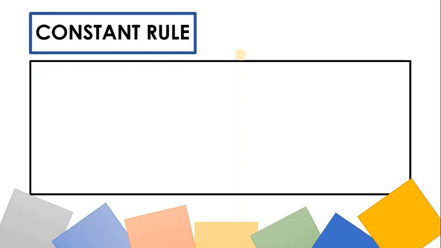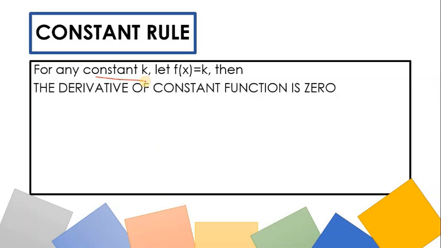So what is the constant rule? For formality's sake, the definition is that for any constant k, let f of x equal k. In short, we are dealing here with a constant function. Meaning, when we say constant, in layman's terms, we are dealing with pure numbers, only numbers. The question is, what is the derivative of any constant or any number function? The derivative of a constant function is 0. This is applicable to all constant functions. This is applicable to all equations which are purely numbers.